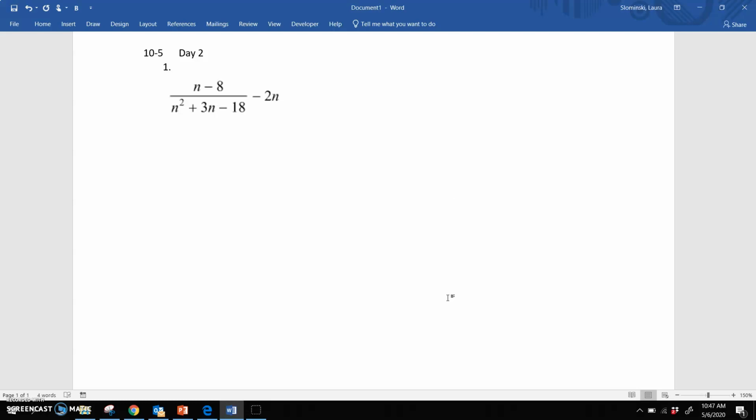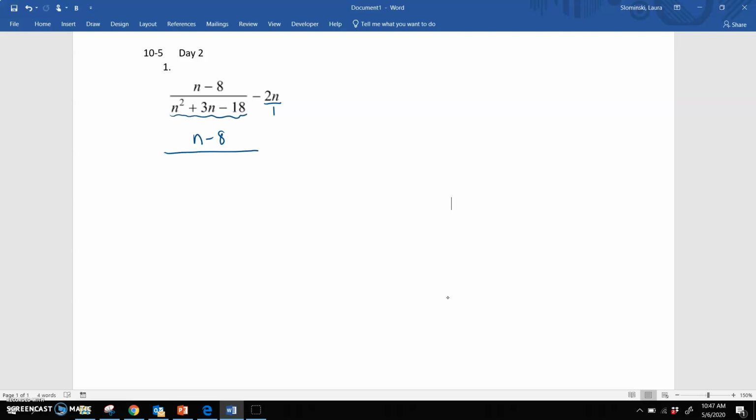So if I'm going to add or subtract 2 fractions, I need to make sure they have a common denominator. And specifically with what we're doing with rational expressions, you want to make sure it's the least common denominator. So 2n is like 2n over 1. We learned a couple sections ago that in order to find the LCD, we need to factor.